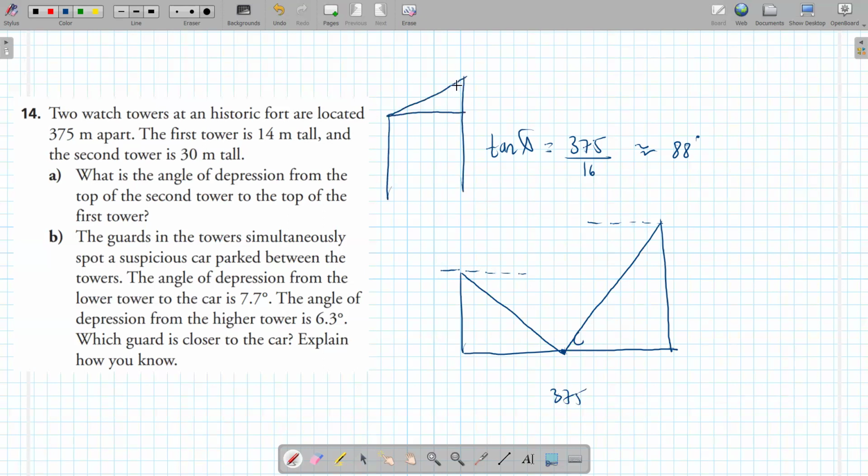Because we found this angle, right? Is that the angle of depression? It's not. It should be minus 12. The answer to this should have been 12 degrees.